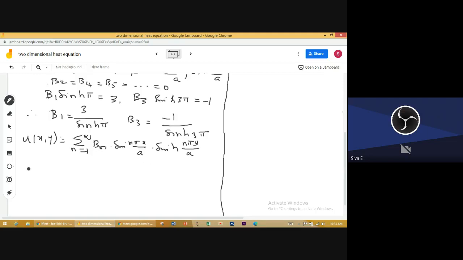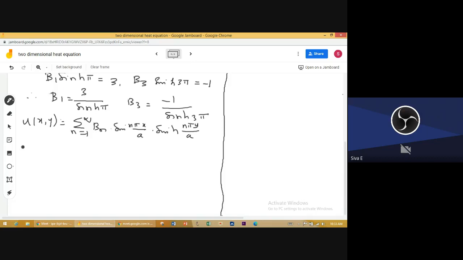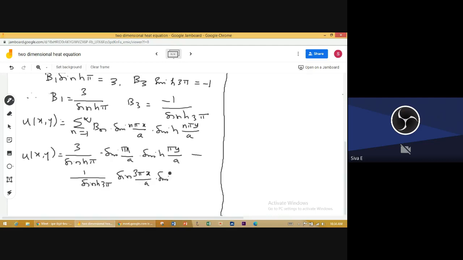Then what is u of x comma y? The final solution is u of x comma y equal to 3 by sinh pi sin pi x by a into sinh pi y by a, that is one term, minus 1 by sinh 3 pi sin 3 pi x by a into sinh 3 pi y by a. That is the solution.